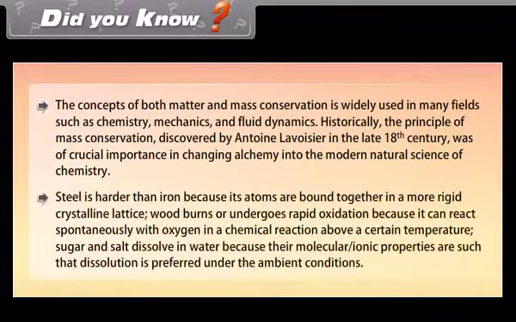Steel is harder than iron because its atoms are bound together in a more rigid crystalline lattice. Wood burns or undergoes rapid oxidation because it can react spontaneously with oxygen in a chemical reaction above a certain temperature. Sugar and salt dissolve in water because their molecular and ionic properties are such that dissolution is preferred under ambient conditions.